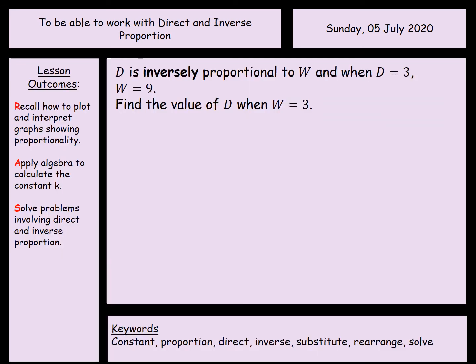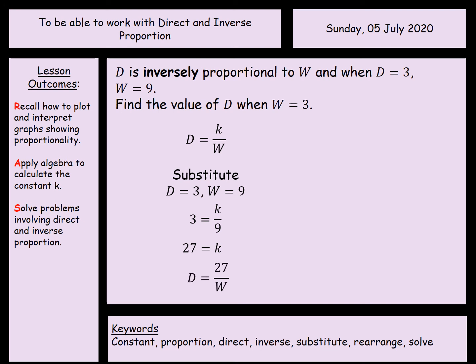Then these ones are inversely proportional. So we're going to do exactly the same thing. We're going to set it up. So in this case, D is K over W, inversely proportional. Let's put the numbers in. So 3 is something over 9. Remember, when we've got something like this and we want to undo this divided by 9, we multiply. So K is 27.